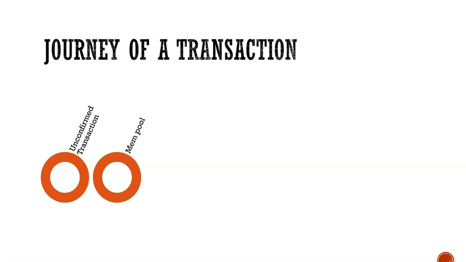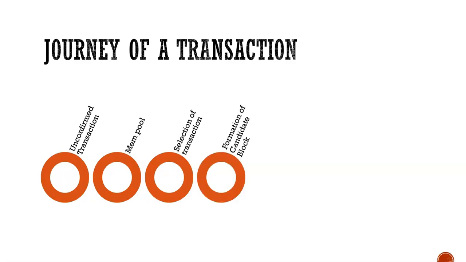Now any miner or any node will select some set of transactions. These set of transactions will be combined together to form the candidate block, and finally the candidate block will be mined. When this mining process is successful, that is guessing the nonce or altering the nonce value in the entire block to get a hash value which is less than the difficulty target.